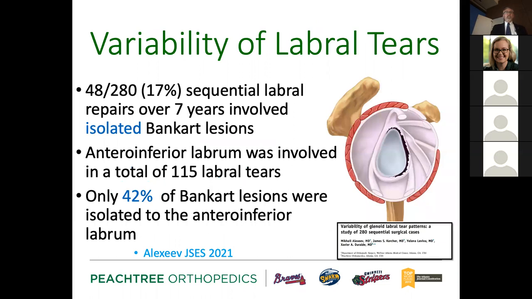And so we also know there's a huge variability in labral tears. And this is a paper we just published last November, actually. We looked at 280 labral repair surgeries over a 7-year period of time. And we found that if you looked at just isolated Bankart lesions, there were only 48, which represented 17% of all the labral repairs we did in that 7-year period.